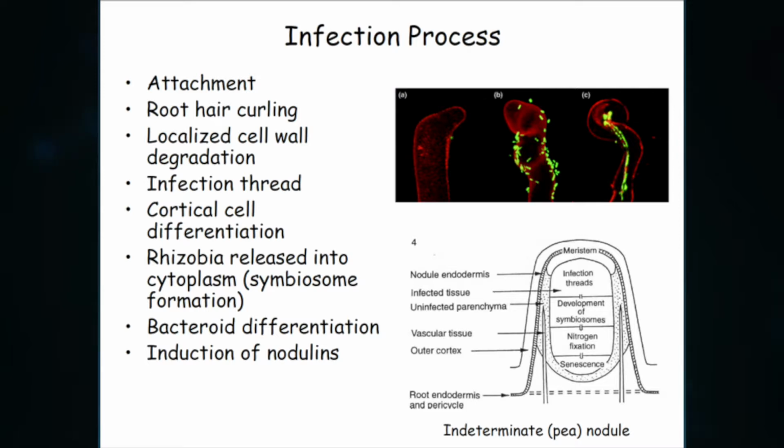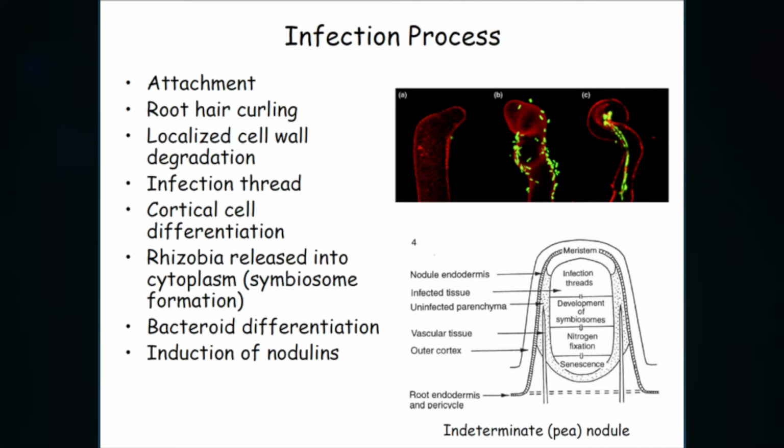Actually, what I meant to do was read that while you were looking at this. I'm sorry. Okay, let's see. Yeah, so the first thing on the top left is attachment. Then the next thing is root hair curling, and then localized cell degradation. That's actually what's happening when it starts to curl significantly. And then you see infected thread cortical cells, where you have threads coming into the cortical cells of the plant root, and we start to produce, essentially hijacking the cell and taking control.